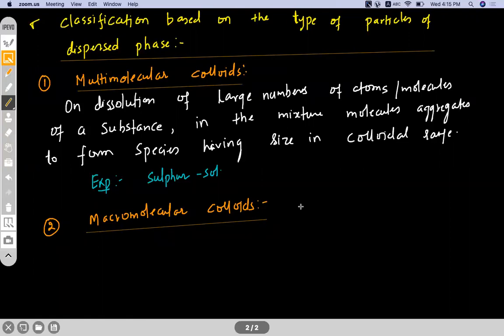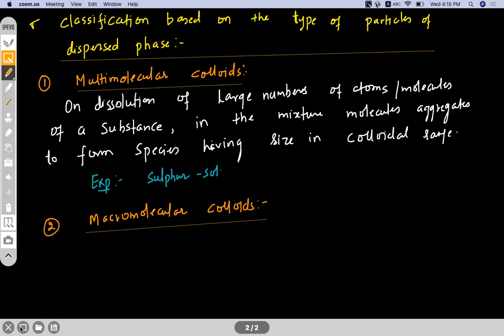Yeah, the third type we have in this, we call it associated colloids. Out of these three, the third one is relatively more important, right? The third type, you write down. Next page, I'll go. We have associated colloids.